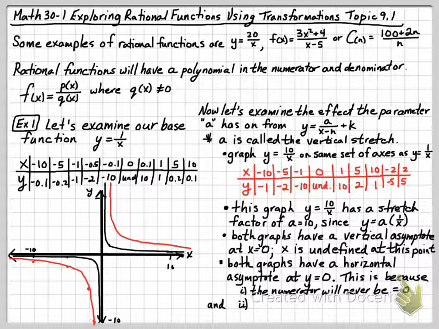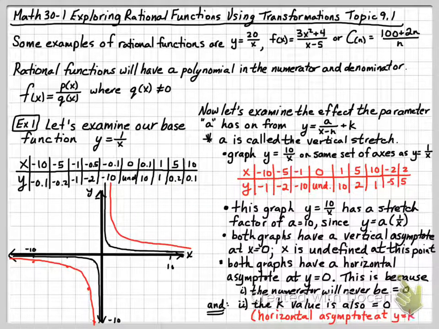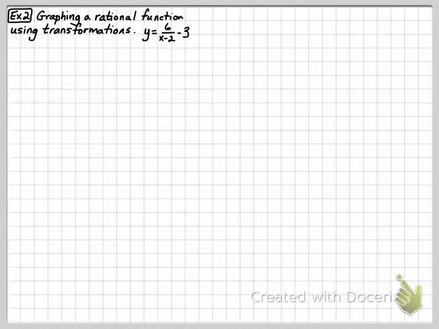And secondly, when we look at our equation, y equals a over x minus h plus k, in this one, k has a value of 0. And what you're going to notice as we work through these is that the horizontal asymptote is going to be y equals k. When we graph a rational function using transformations, we're going to graph y is equal to 6 divided by x minus 2 minus 3.